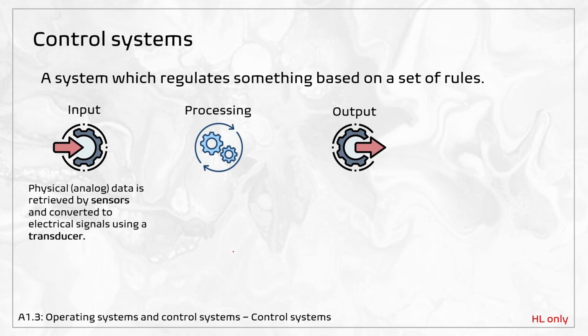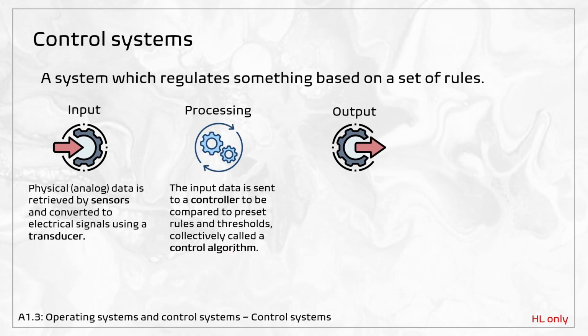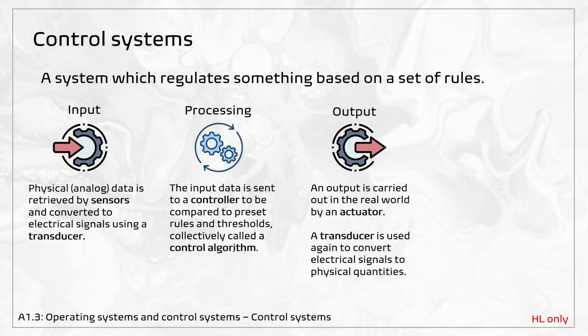After the input is retrieved, the data is processed. To do this, the data is sent to a controller, a small chip that makes decisions. A controller uses a control algorithm, which is a set of predetermined values that the controller uses as a basis to make decisions. When a decision is made by the controller, it sends the signal to an actuator, which is any device that makes an adjustment in the real world. Actuators also use a transducer to convert the electrical signals back into physical quantities. This process is repeated starting from the input until the control system is turned off.